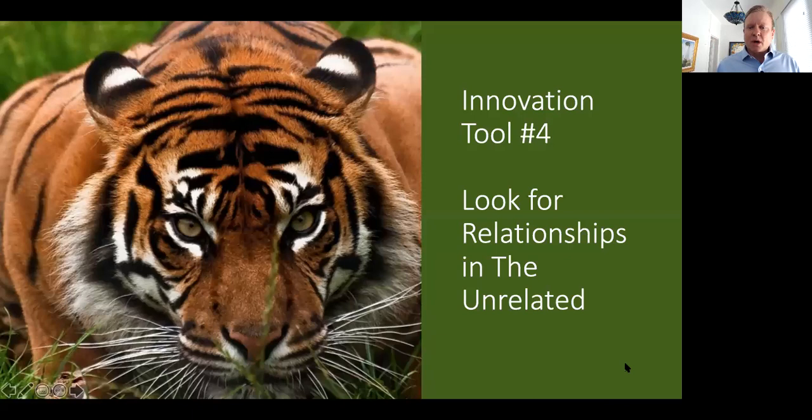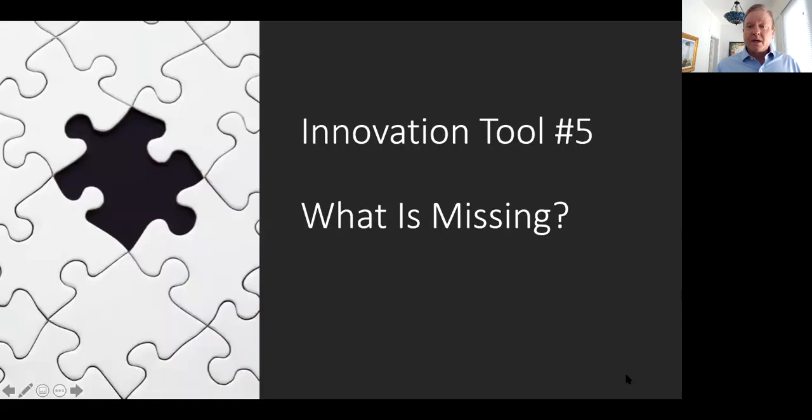Innovation tool number 4, look for relationships in the unrelated. So again, this is a tiger that will crouch down, and when it jumps, it arcs over. And that's the same movement as how the stock market moves. So you could take a look at something at the zoo, which would actually apply to the financial markets, completely unrelated. And I encourage you to make observations in one industry and bring it to another. So now let's move into new innovation tools.